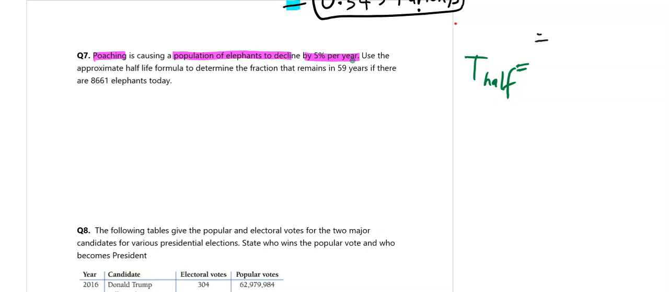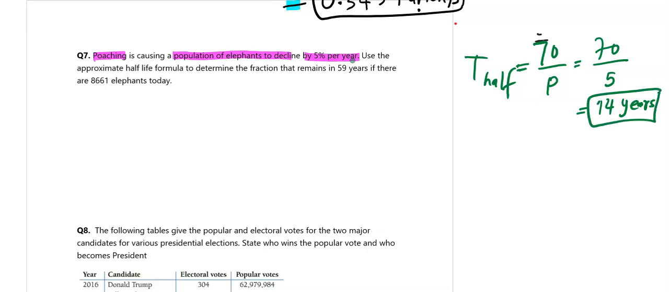Then the t half formula equals 70 divided by p. That's the formula we used before as well. So 70 divided by p, where p is the percentage, which is 5. This gives you 14 years. So in 14 years, the elephants are going to be half if they decline at that rate. We are looking for how much fraction remains after 59 years. Notice that the population becomes half in 14 years, but in 59 years the population declined a lot. So you have to find how much fraction remains.